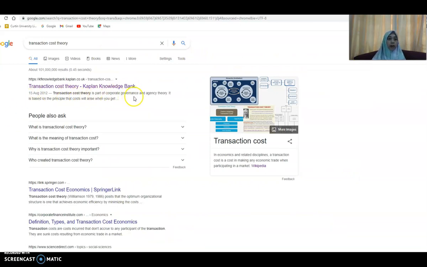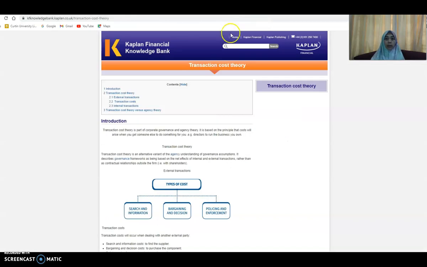Transaction cost theory is part of corporate governance and agency theory. We already looked into agency theory and corporate governance. It is based on the principle that costs will arise when you get someone else to do something for you, for example, the directors to run the business you own. So, why do you have this transaction cost? Normally it arises because you, as the principal or the shareholders, hire someone. You appoint someone else to manage the business for you. For example, you appoint the directors to run the business for you.